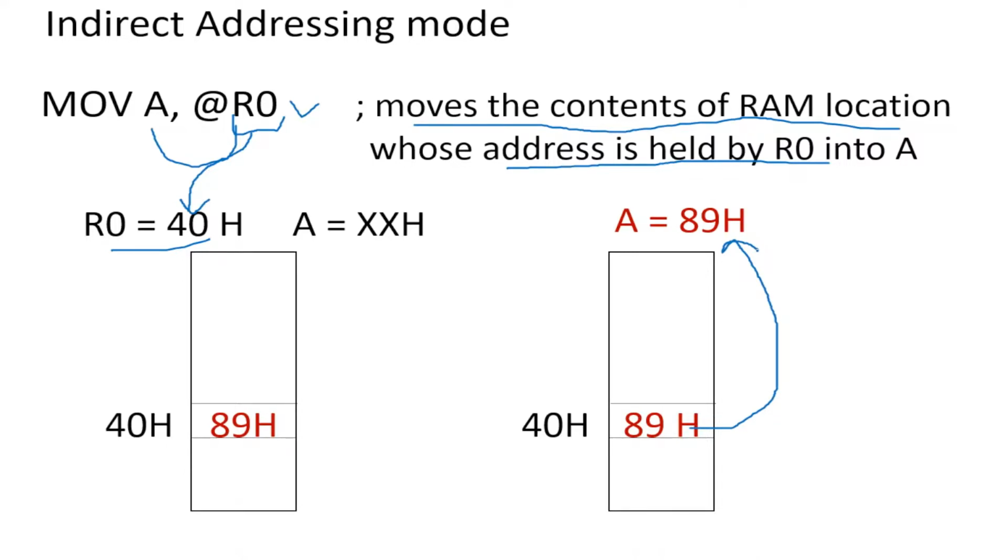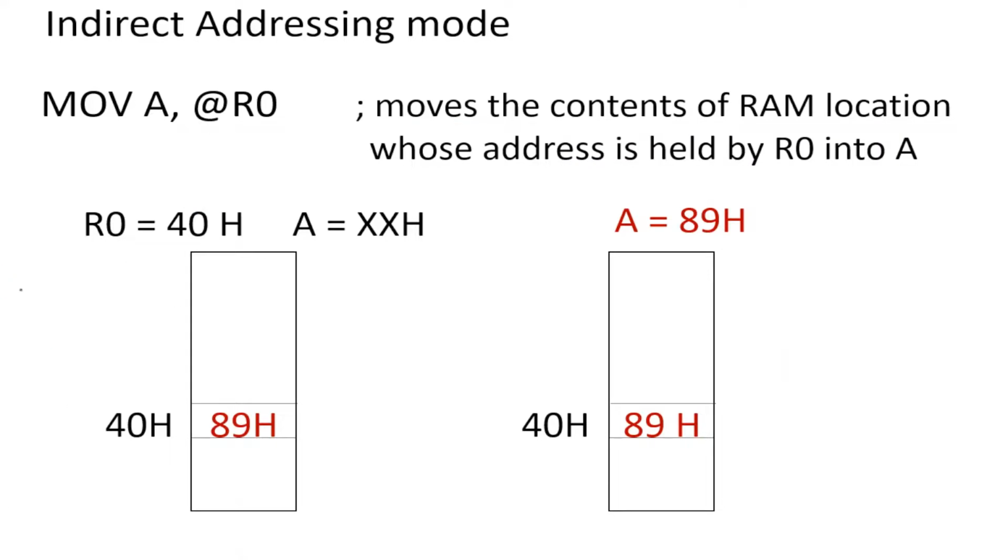Now the question arises: if you have the direct addressing mode, meaning the same thing can be done by writing the instruction MOV A, 40H, then why go for such a complicated method? It has its own advantages.